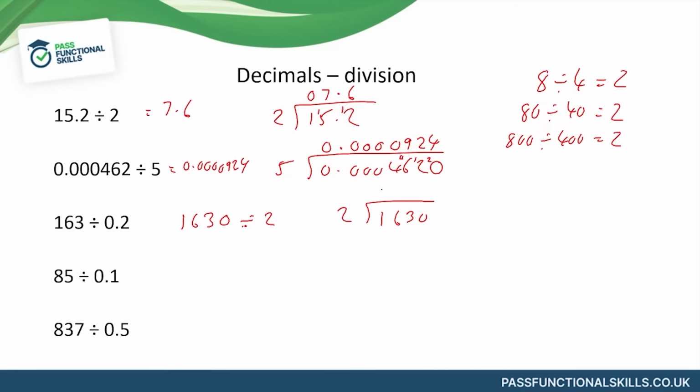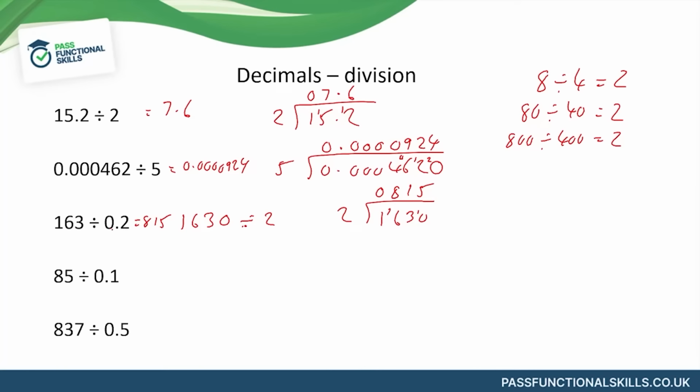1 divided by 2 is 0, move the 1 across. 16 divided by 2 is 8. 3 divided by 2 is 1 with a remainder of 1. 10 divided by 2 is 5. So the answer is 815. Now a lot of people want to fiddle this answer, but remember, 8 divided by 4 is 2, 80 divided by 40 is 2, 800 divided by 400 is 2. All these different calculations here result in the same answer of 2.